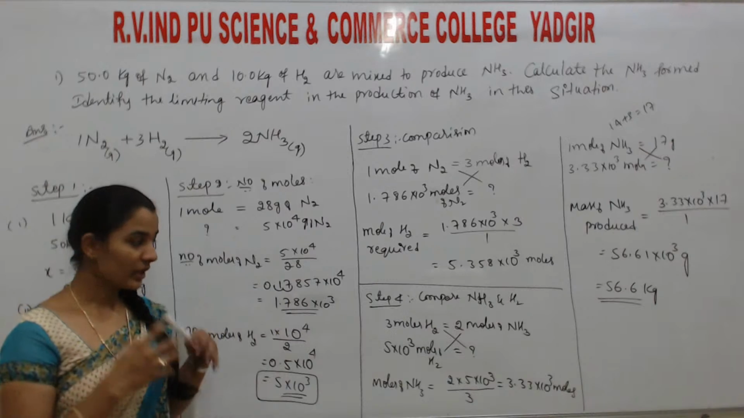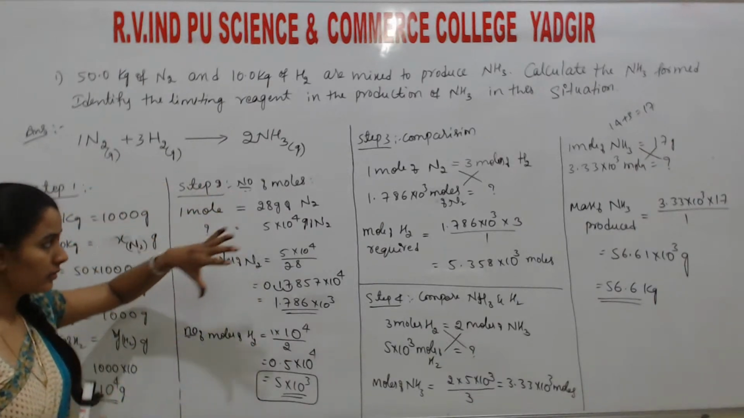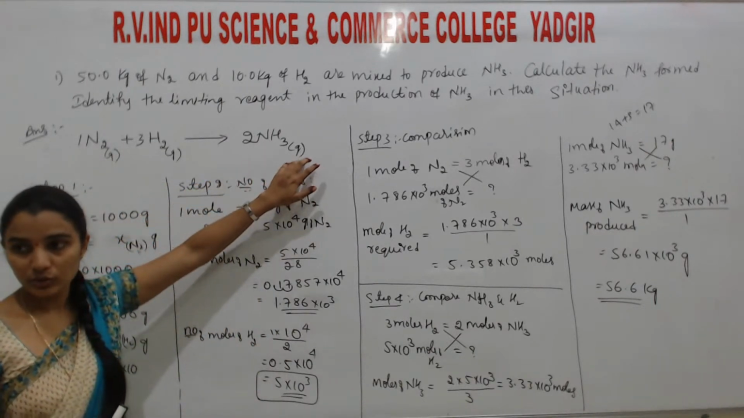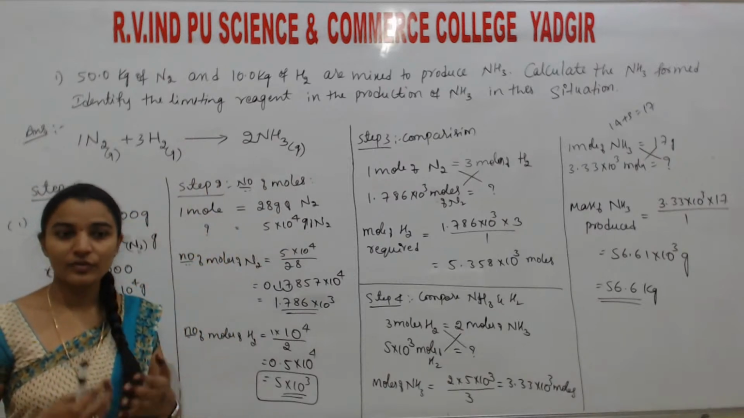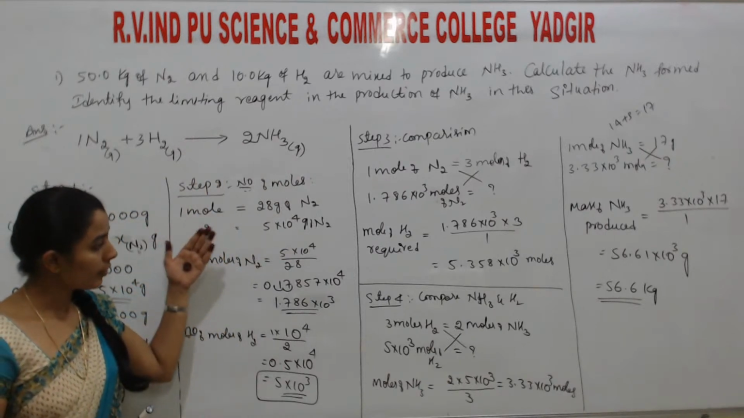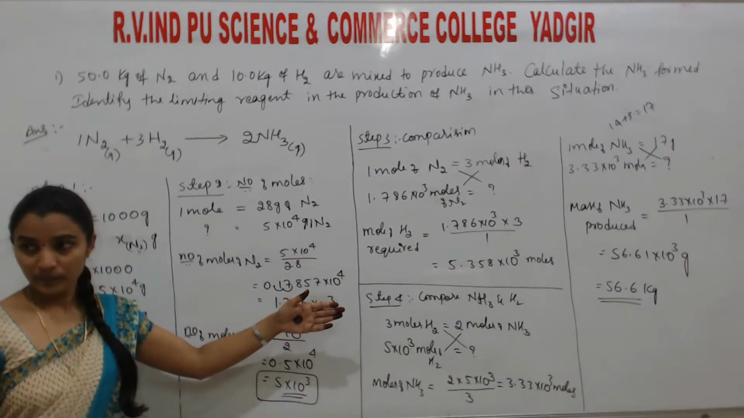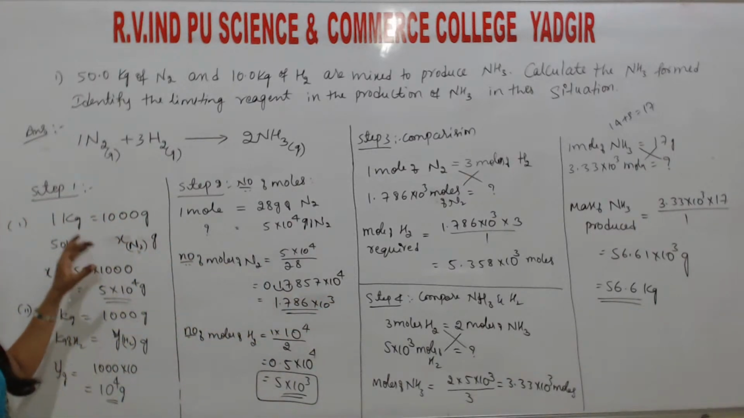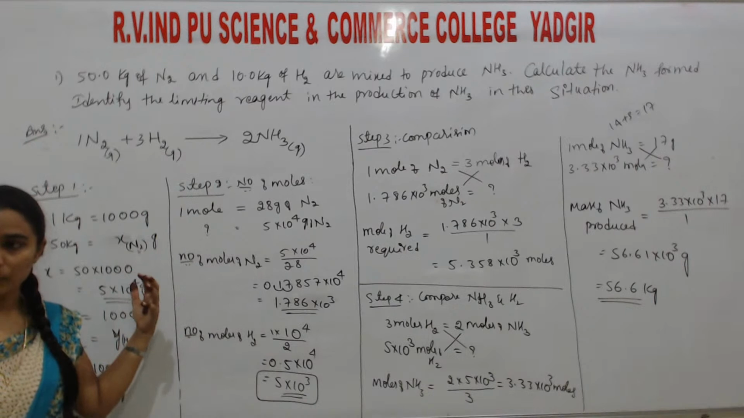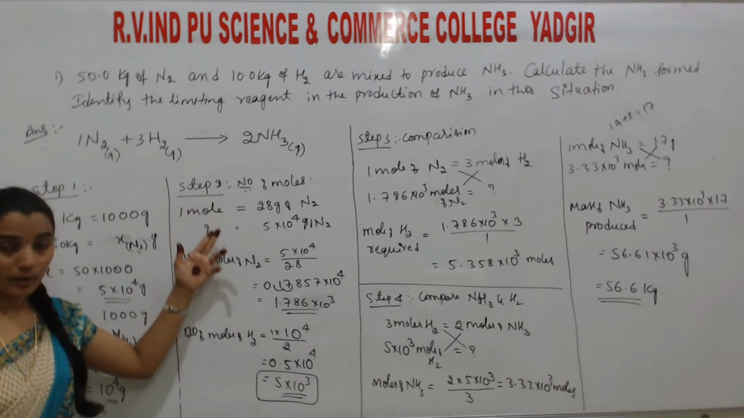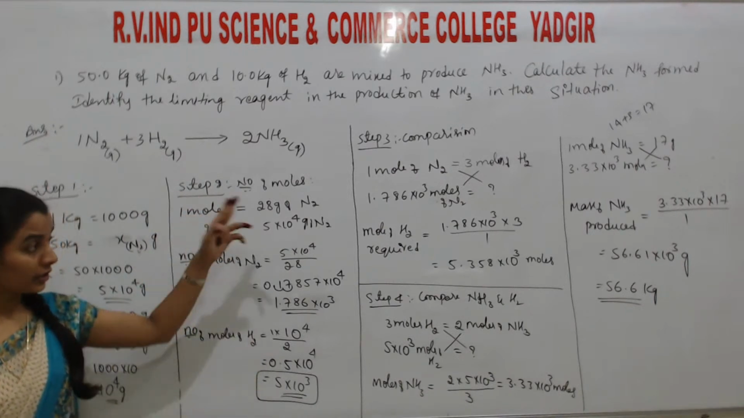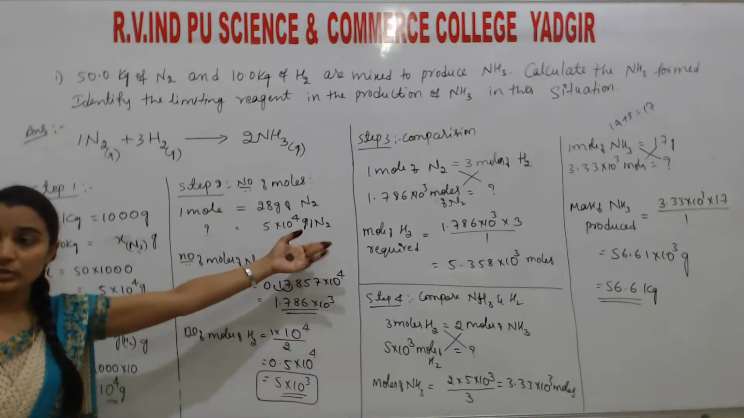I will show another easy way to do this. But in the examination, if they ask for 3 marks, you have to follow these steps. Initially, conversion from kg to gram or gram to kg. Next, number of moles calculation. In that, find out which one is the limiting reagent.